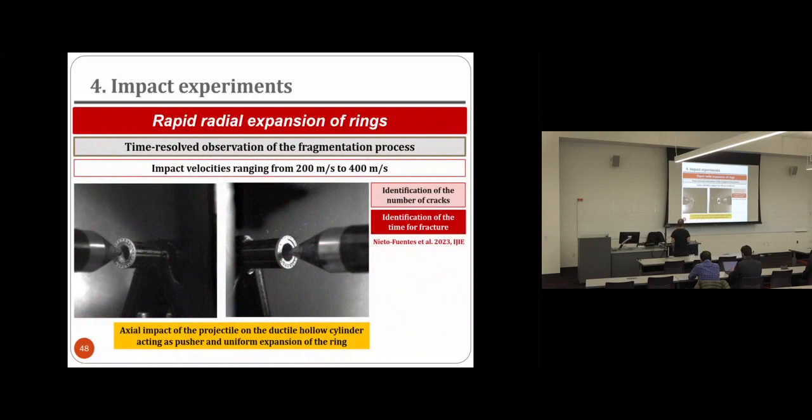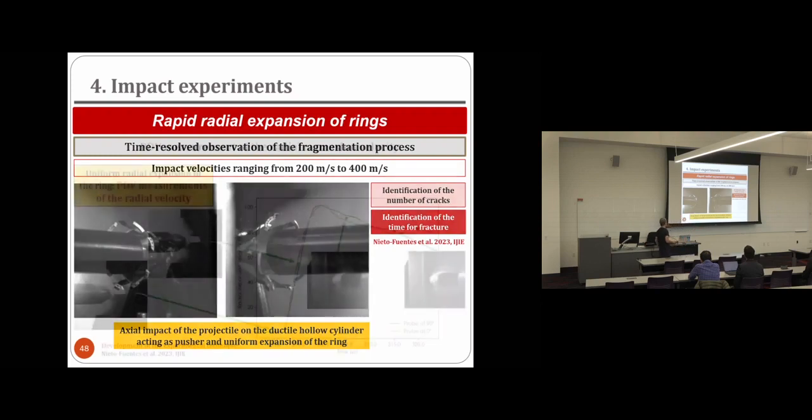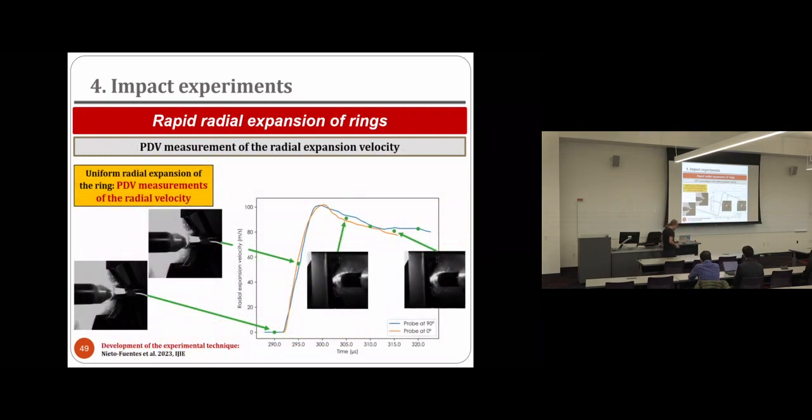Here you can see one video of the same experiment, with the two cameras that we were using to record the test. There we are, the projectile is coming, impacting the thin wall tube, and this is the ring. You can see the formation of several fractures. And this is the same sample with the other camera, so we have a complete overview of the ring. Again, it's coming, pushing the tube, and fragmenting the sample.